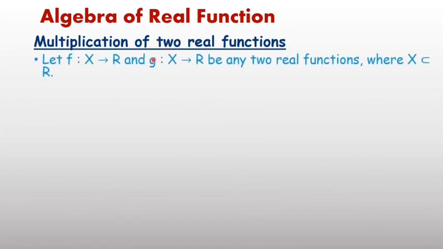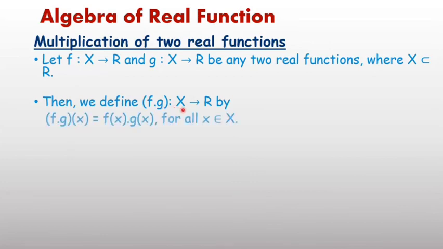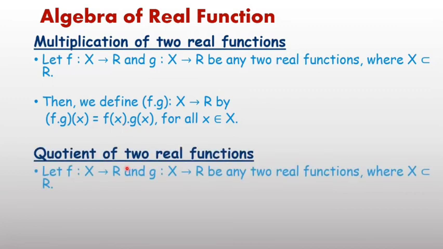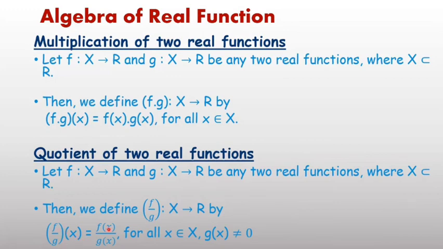Multiplication of two real functions. f: X to R and g: X to R are two real functions. X is subset of R. f into g will be function from X to R defined as (f into g)(x) equal to f(x) into g(x). Same for division of two real functions. f upon g is a function from X to R defined as (f upon g)(x) equal to f(x) upon g(x), with condition g(x) not equal to 0.